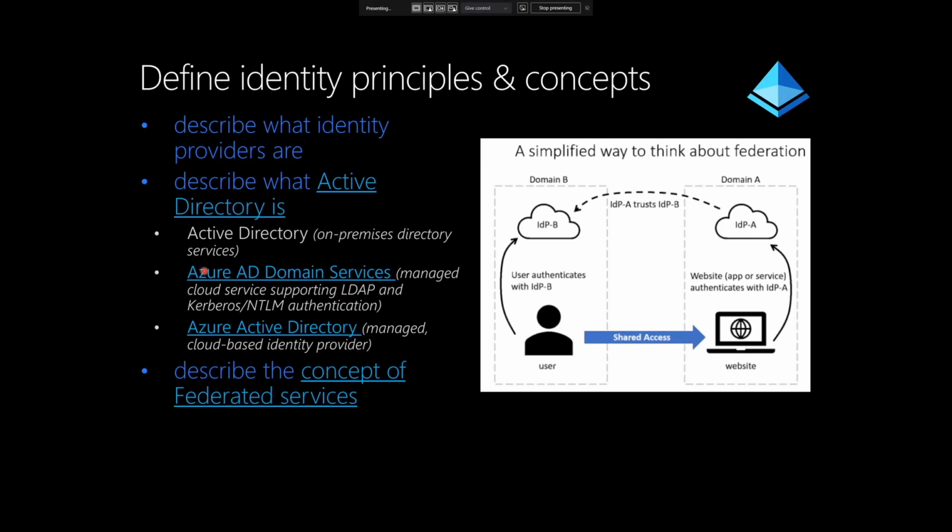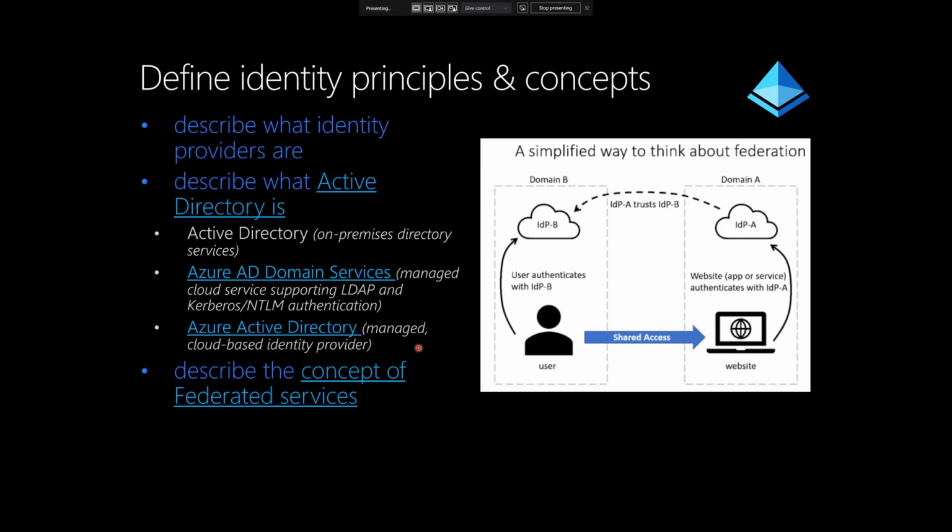Azure AD Domain Services is a little bit different. It's a managed domain service. So it is a set of services that run in Azure, which make sure that some of the traditional on-premises AD features, so things like domain join, group policy, the ability to use LDAP or Kerberos or NTLM authentication, are available in a cloud-based service. So Active Directory is traditionally an on-premises directory service. Azure AD Domain Services takes some of those services and moves them to the cloud.